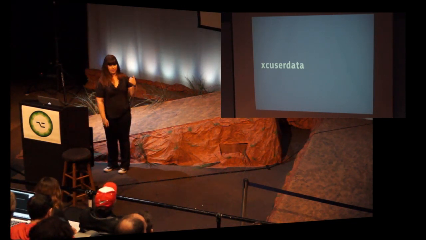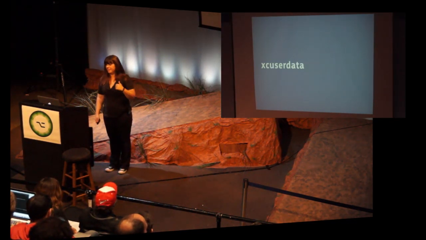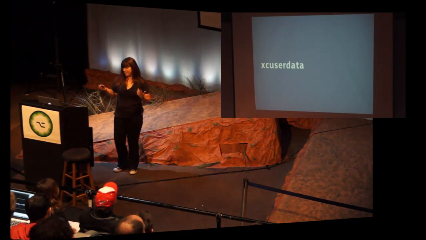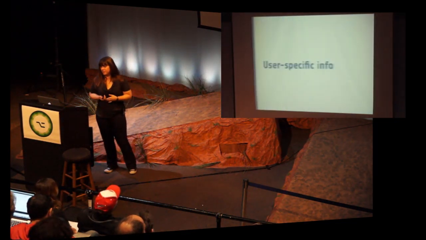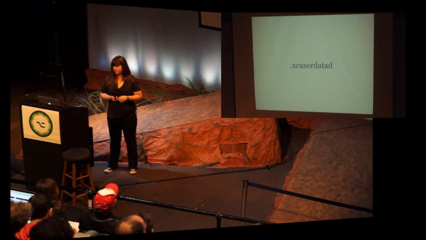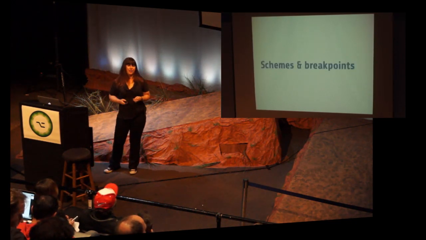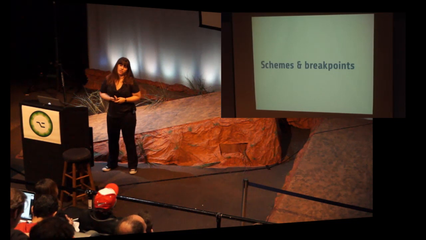But XC user data is actually much more fun, in my opinion, because, I don't know, it's different. No, we don't ever have conflicts there, so everyone likes talking about it more. And this is all user-specific info. So you have this XC user data D thing. That is exactly what you expect it to be. It's another special folder. And what does it contain? It contains schemes and breakpoints.